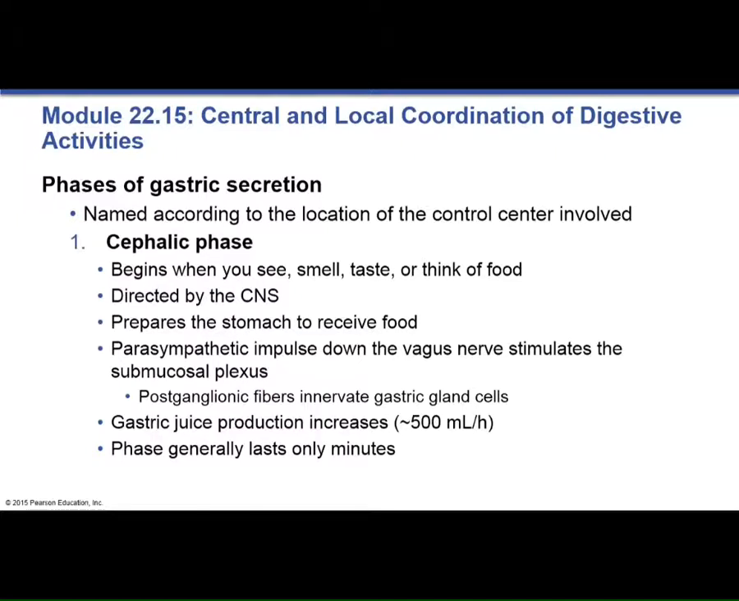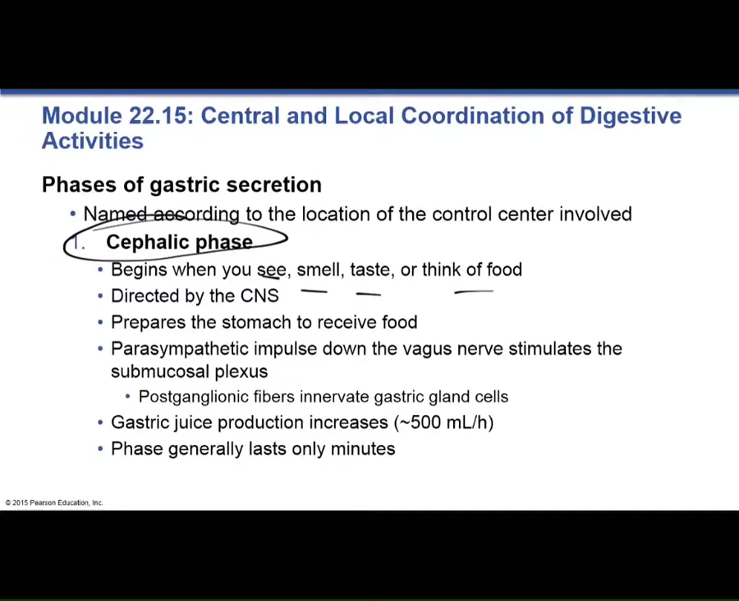And then I'm going to finish up with this section today. And this is the central and local coordination of the digestive activity. So we talked about the three phases of swallowing. Now there are stages of the gastric secretions. And this is all about the location of the control center. So there's first the cephalic phase, right? In your head, you see, you smell, you taste, you think of food.